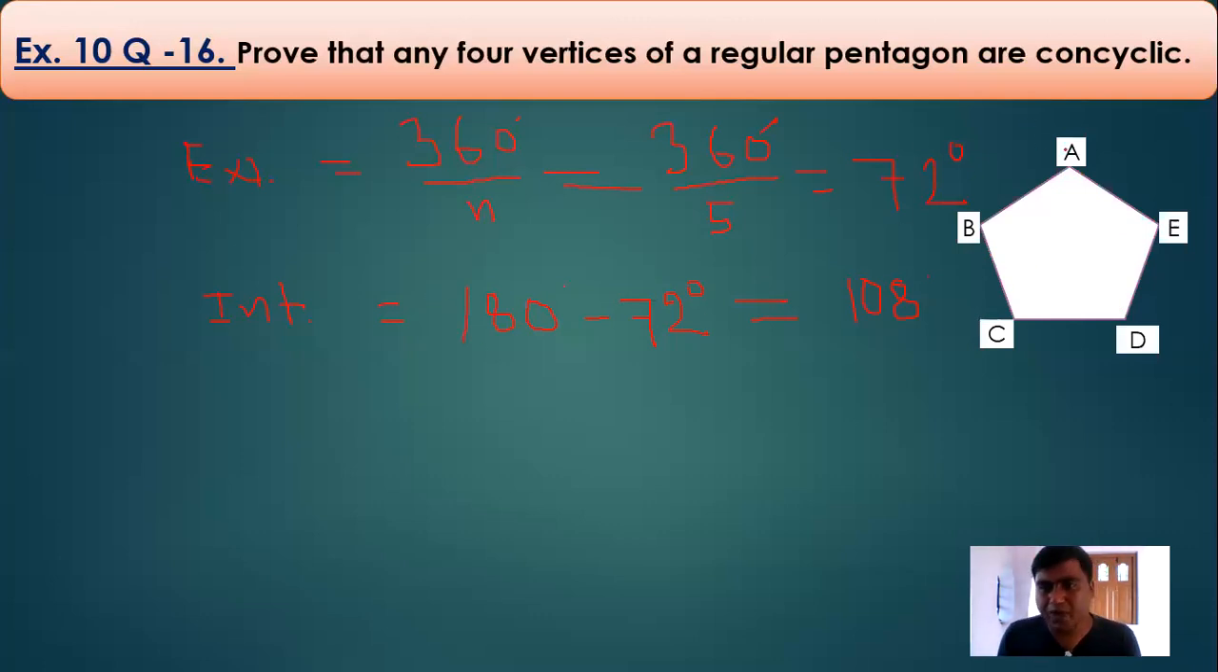Among these 5 vertices, prove that any 4 vertices are concyclic. Here we prove B, C, D, E are concyclic. Any 4 vertices are concyclic. Here B, C, D, E are, of course, in order; we choose them arbitrarily. So we prove B, C, D, E are concyclic.